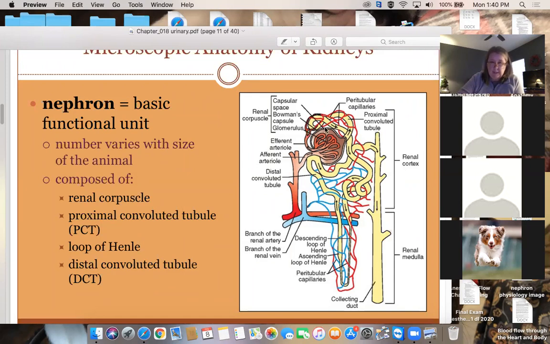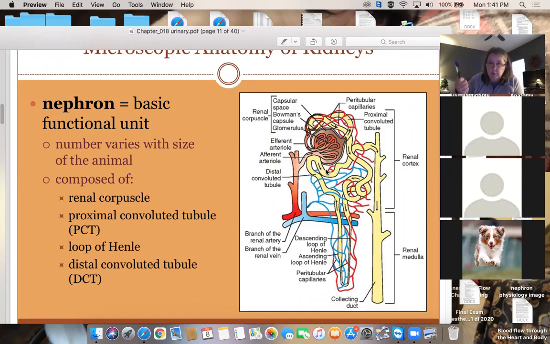Now the PCT has reabsorption and secretion function. Once the filtrate moves into the PCT, it becomes tubular filtrate, and that's the next stage. It's going to start to travel through the loop of Henle, where we have reabsorption and secretion. Then the DCT is an extension of the loop of Henle, and that's where a lot of reabsorption occurs.